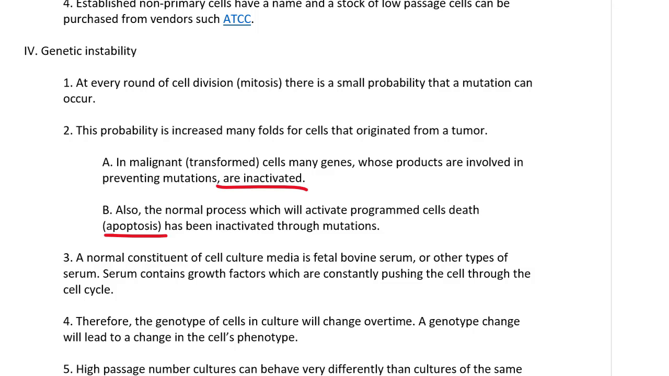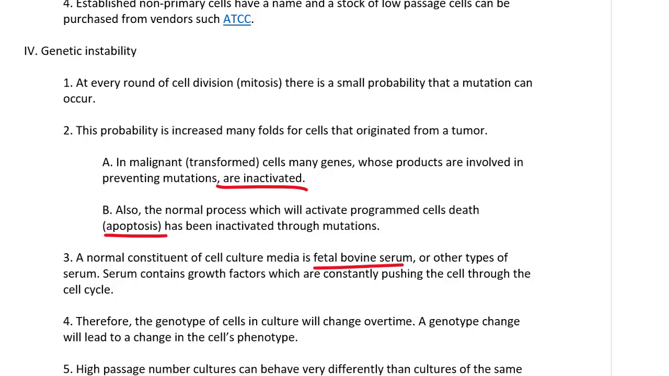A normal constituent of cell culture media is fetal bovine serum or other types of serum. Serum contains growth factors which are consistently pushing the cell through the cell cycle. So the normal solution that the cells of any animal are bathed in, that normal in vivo environment, has a lot of growth factors and also factors that simply tell the cell to stay alive.